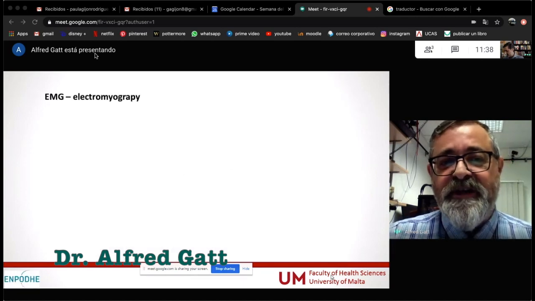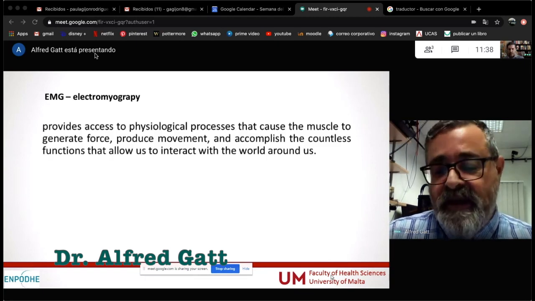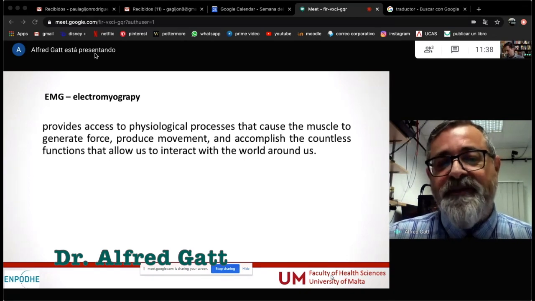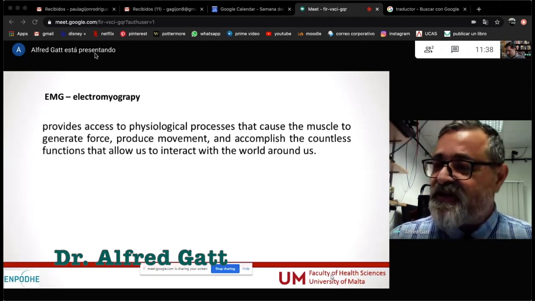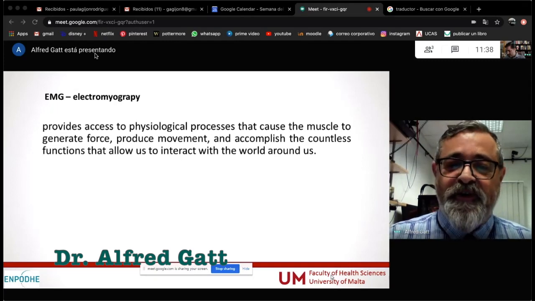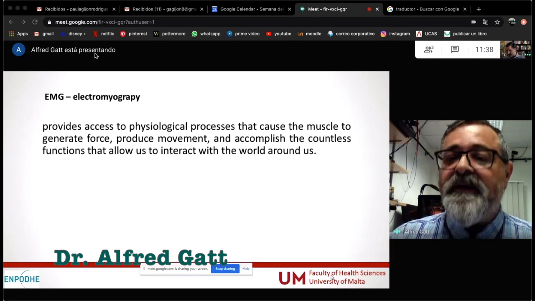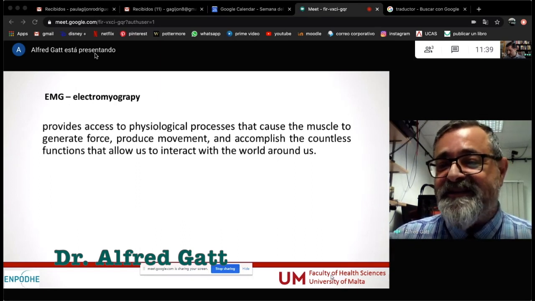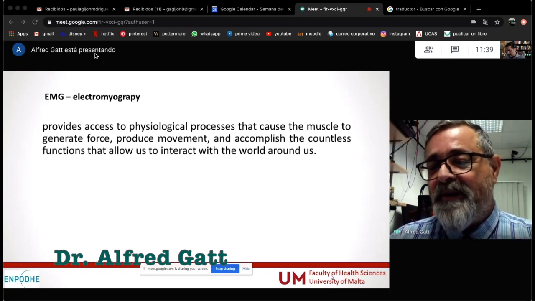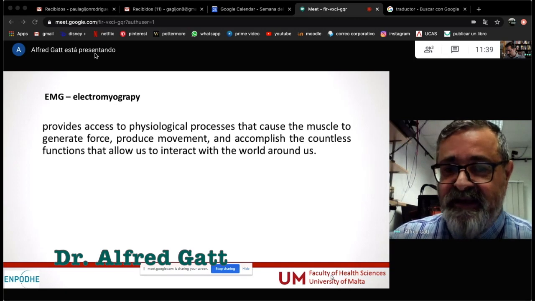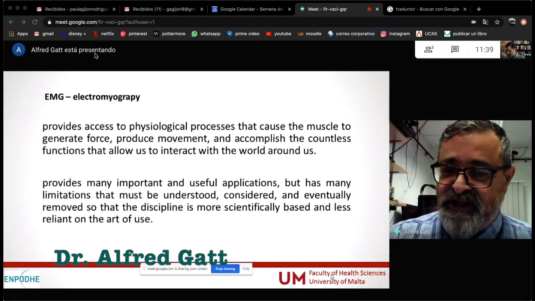So EMG, electromyography, what is EMG? And what does it do? EMG provides access to all those physiological processes that cause the muscles to generate force and produce movement. And as we know, when we walk, there are a lot of muscles which function either together or one muscle after the other. And EMG allows us to visualize these activations.